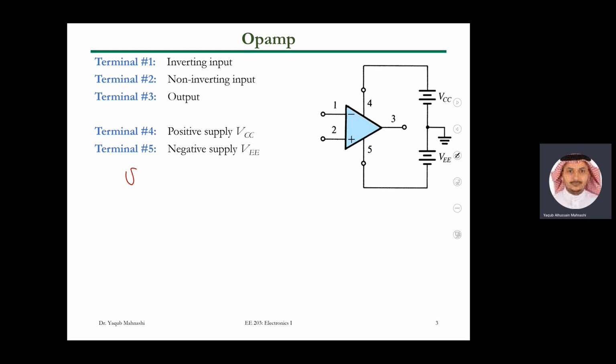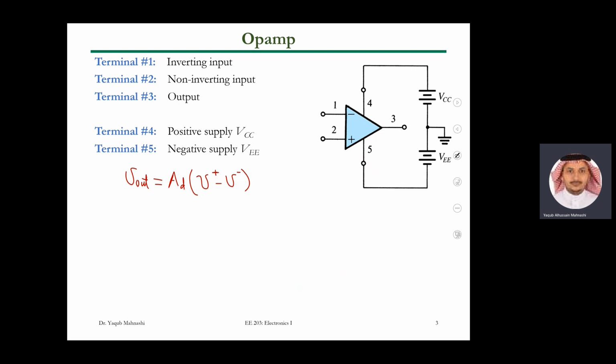So this is V out. We have some differential gain, and then it amplifies what? The difference. V out is V positive minus V negative. So if you have two inputs here, if you call this one V1 and this one V2, this can be V2 minus V1, the non-inverting minus the inverting.